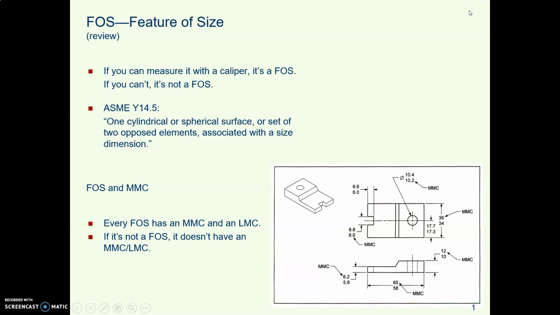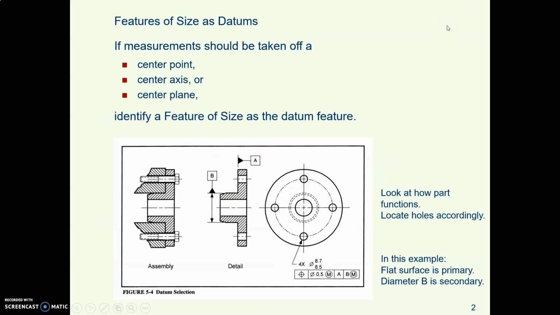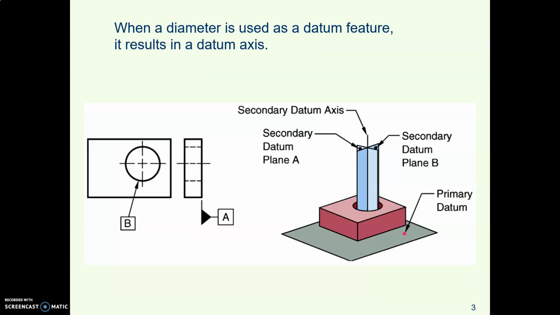Can we use a feature of size as a datum? Yes, we can. And just to review, remember that a feature of size is basically something you can measure with a caliper. Oftentimes, you look at how the part functions, but oftentimes you want the center axis or the center plane of a thing to be the place from which the measurements are taken. And if that's the case, then you use that feature of size as your datum.